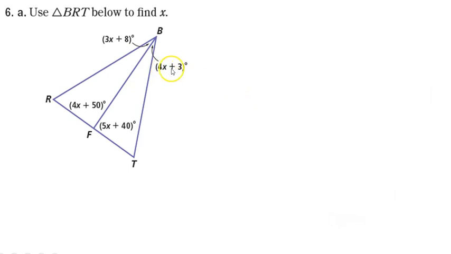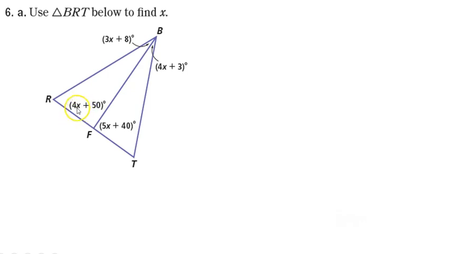A couple things we want to point out here: I think it's fairly obvious that 4x plus 3 is this angle here because the arrow's there. This 3x plus 8 is this angle right here because the arrow's pointed there. These two, it's not very clear exactly which angles they are, so that would be a good clarifying question to ask because it's not obvious to me.